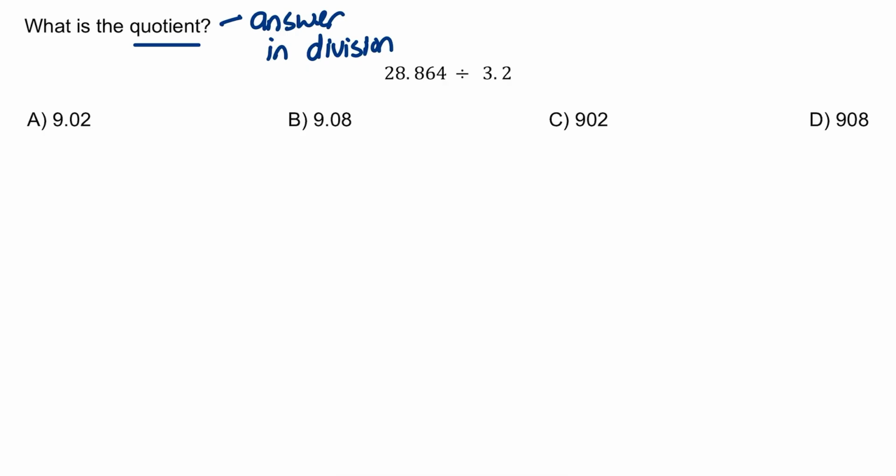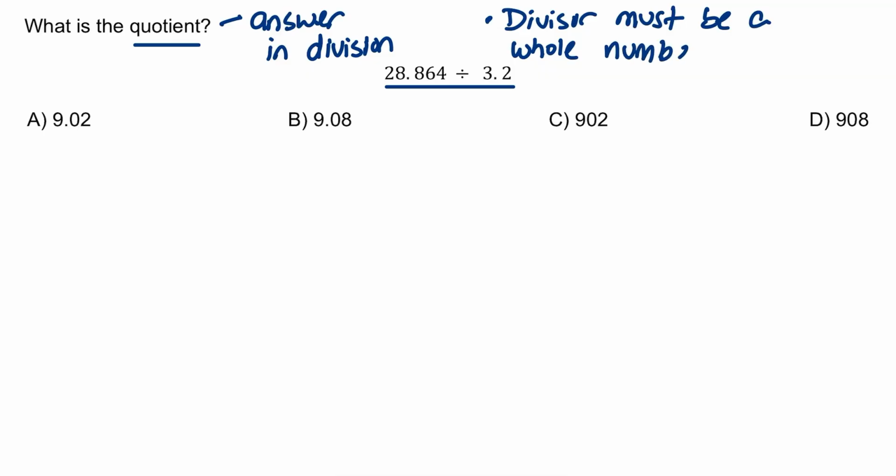And they give us a division question right here, but it's a little bit trickier for 2 reasons. Number 1, the divisor has 2 digits. And number 2, there are decimals involved. So that means that we have to know the rule for dividing decimals. And just in case you don't know, we must have a whole divisor. So divisor must be a whole number.